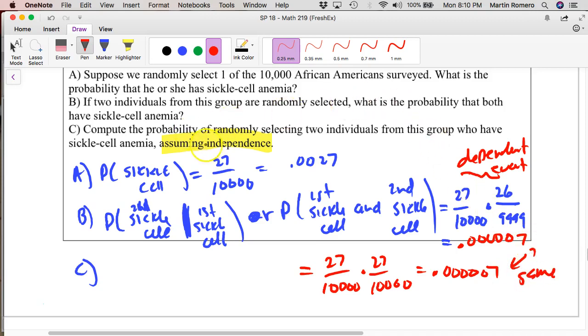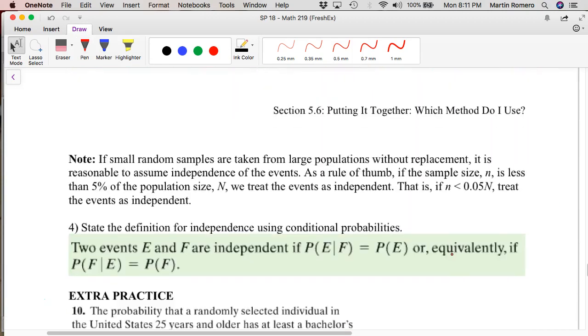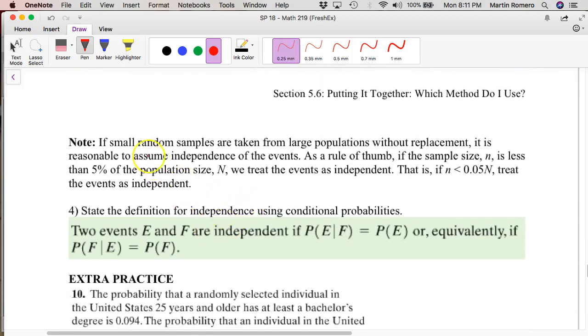So you don't have to do this weird calculation, which you do here by subtracting 1, because they are dependent events. But if we assume independence, we can just do it this way, and the answers are the same. So it doesn't matter. And here's the note: if small random samples are taken from large populations, it is reasonable to assume independence of events. So that's what we were doing up there.